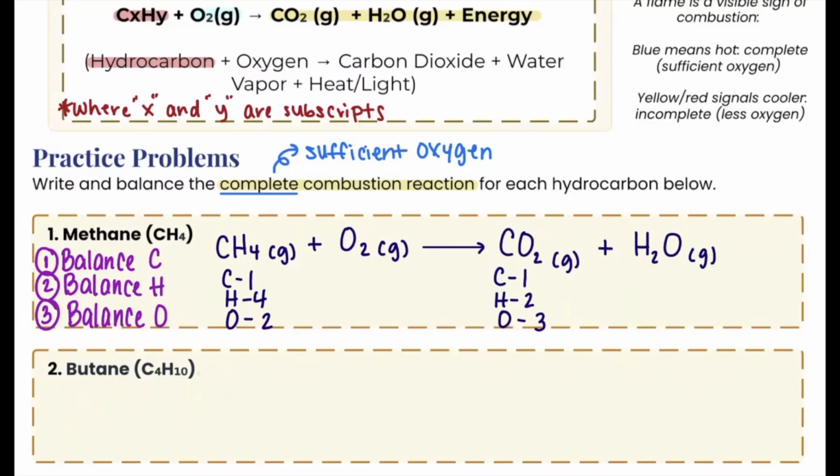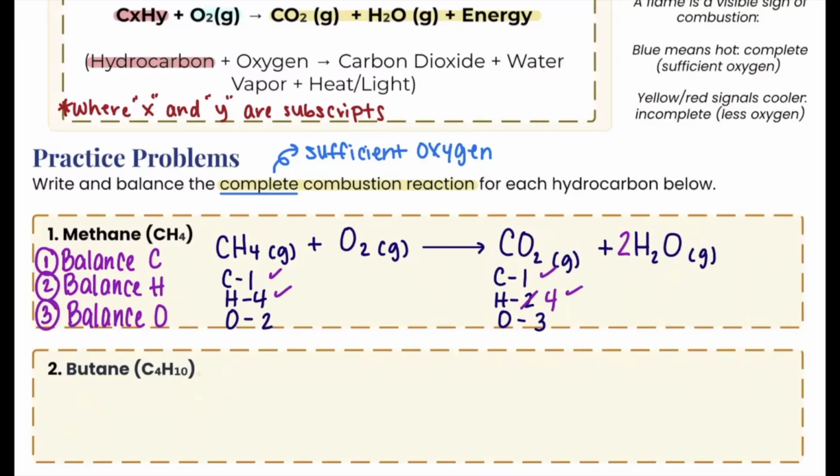They're balanced. Now let's look at the hydrogens. On the left we have 4 hydrogens, but on the right we have 2. So ask yourself, what number can I add as a coefficient in front of the H2O in order to have 4 hydrogens on both sides? Right, if we add a 2 in front of the H2O, that gives us 4. So now our hydrogens are balanced.